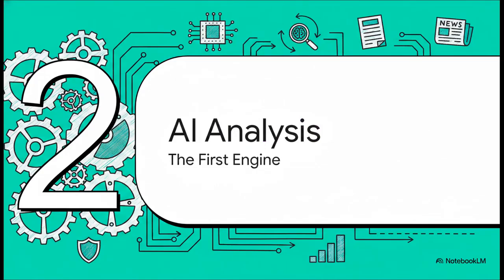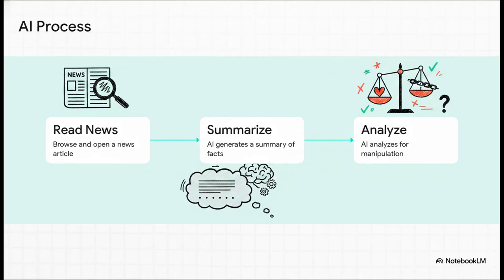Moving right along to Section 2, AI analysis and summaries, the first engine. So how does this actually play out at the article level? Well, before any human ever casts a vote on a story's bias, FLIC's first engine, which is the artificial intelligence, goes to work in a really simple 3-step process. First, you browse and open a news article. Second, the AI instantly generates a summary of the hard facts. And third, and actually this is the really cool part, the AI specifically scans the text looking for emotional manipulation or logical fallacies. Let's look at exactly what those AI outputs look like in practice.